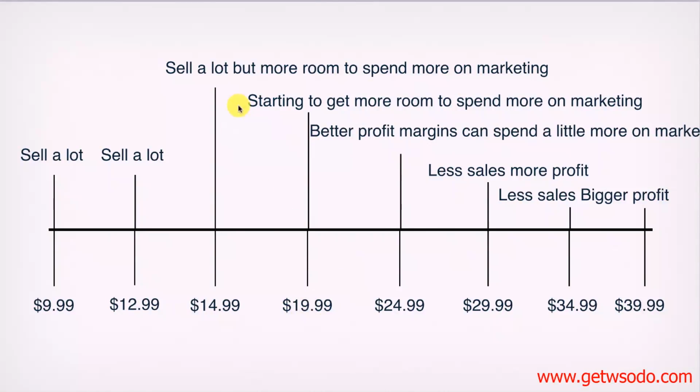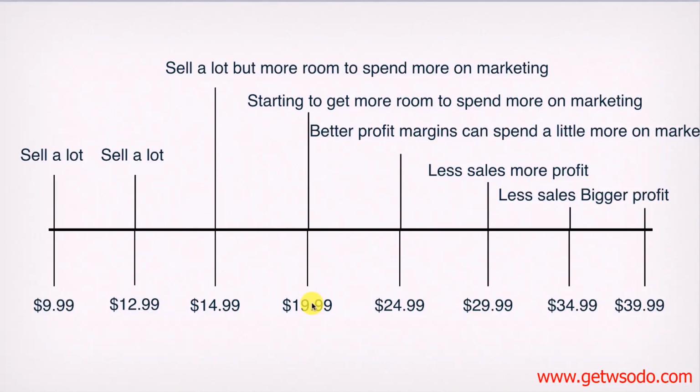Next we have up to about $20, and you're starting to get more room to spend on marketing. Let's say your product is $6 shipped, and you're selling it for $19. You still have $14 to play with. Let's say you can go up to $4 per conversion, then you've got $10 profit right there. Roughly, an estimation.